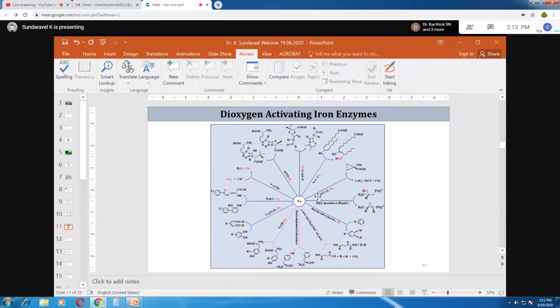Here you can see a few examples where the biological reactions are carried out by the non-heme iron enzymes: hydroxylation, ring opening, ring closing, desaturation, epoxidation, and so on. So there are a large number of reactions. I have shown you only some of these reactions. So these enzymes are highly interesting.